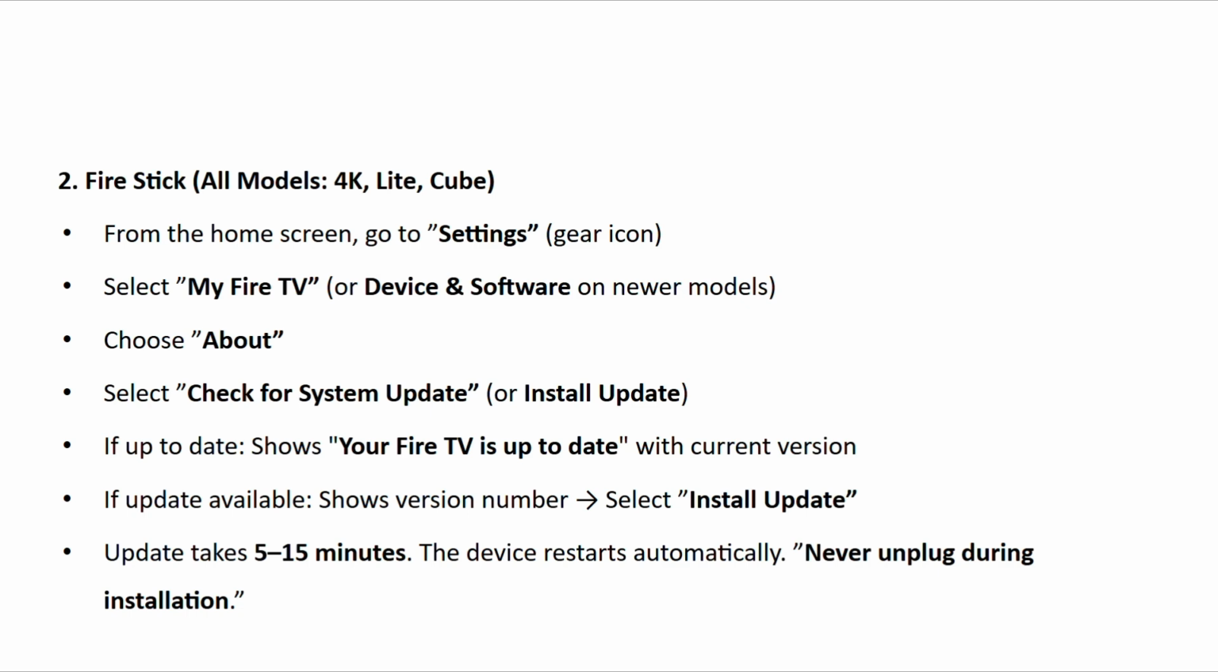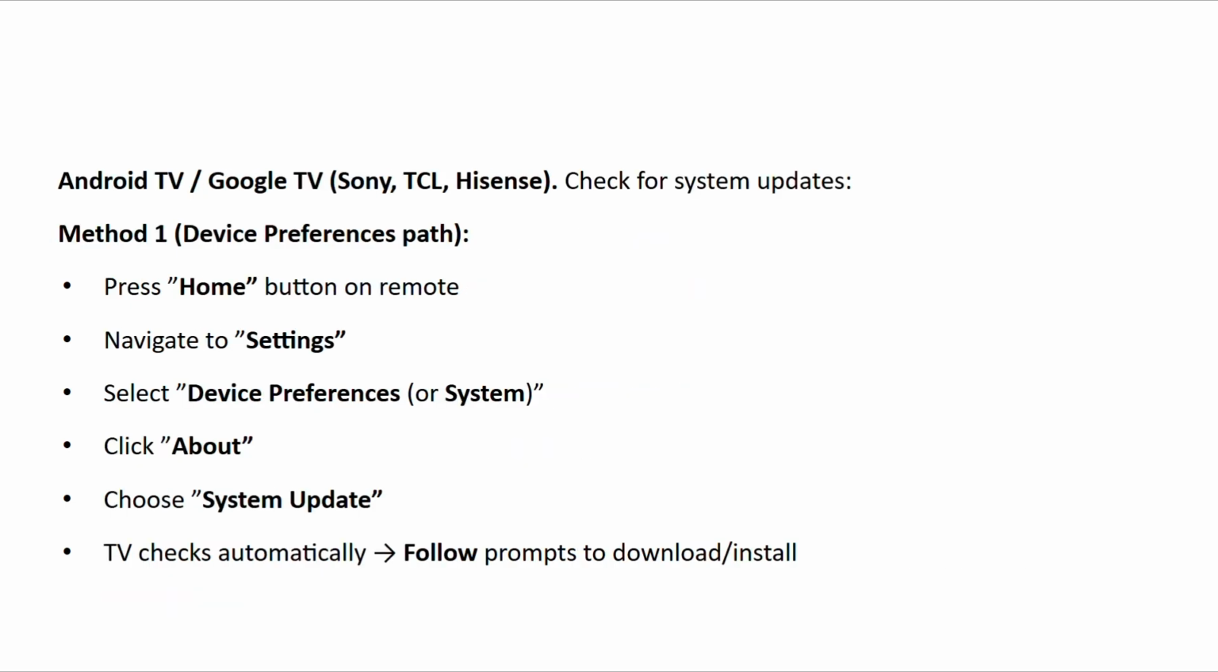Next, Fire Stick, all models, the 4K, Lite, Cube. From the home screen, go to Settings, then select My Fire TV or Device Software on newer models and choose About. Then select Check for System Update or Install Update. If up to date, it shows your Fire TV is up to date with the current version. If an update is available, it shows version numbers. From there, select Install Update. The update takes 5 to 15 minutes and the device restarts automatically. Never unplug during installation.